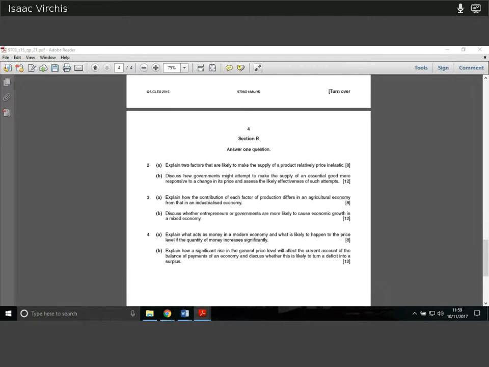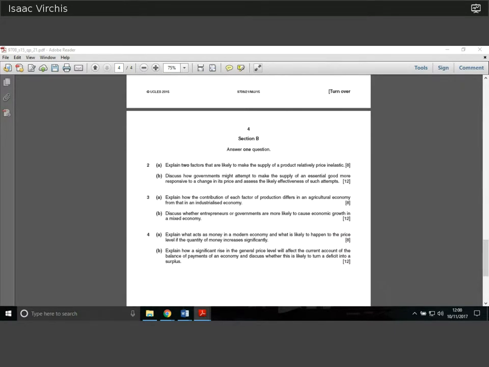Basically, how responsive can supply be to a change in price? So if the price of a good goes up, for example, the price of corn goes up, how able are corn growers to immediately or massively increase their supply? If they can't, then it's going to be inelastic. If they can greatly adjust the amounts they're supplying in response to changes in price, then they're going to be deemed to have elastic supply.